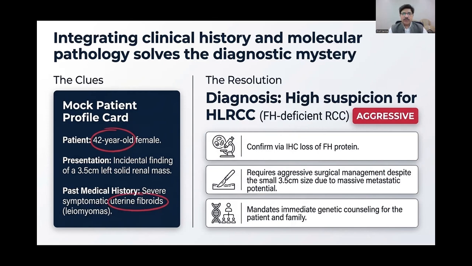Why? She is young, less than 46, and it is coupled with uterine fibroids earlier. Now on doing the immunohistochemistry, I find that FH protein is deficient. This is an FH deficient type of RCC, which means it is an aggressive type. I cannot risk anything and must immediately take surgical management, probably partial nephrectomy or total nephrectomy, even at 3.5 stage. It mandates immediate genetic counseling for the patient and the family, because this is genetic and her children can also have this. So family counseling and genetic counseling are in order.